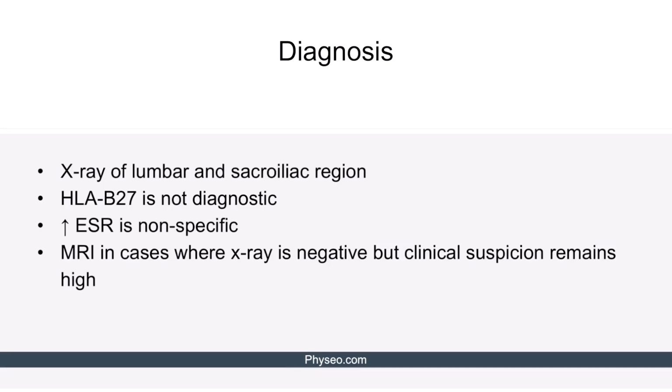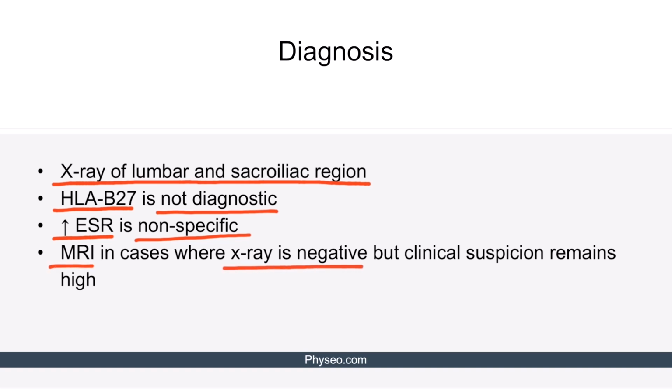The most important step for diagnosing ankylosing spondylitis is to obtain an X-ray of the lumbar and sacroiliac region. Question stems may try to bait you into getting an HLA-B27 test, but that's actually not a diagnostic test. And they may also have you go searching for an elevated ESR, which is also nonspecific. Now, an MRI can be obtained, but only in cases where the X-ray was negative, such as early in the course of the disease, and yet the clinical suspicion of the patient having this disease remains high.